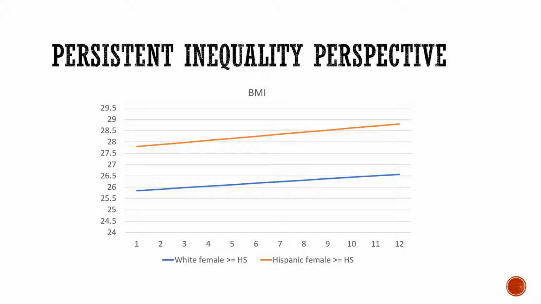Here again, all respondents are included. We see a parallel trend in the BMI gap between white females with at least a high school education and Hispanic females with at least a high school education. When we see a parallel trend or a parallel gap, we conclude that the persistent inequality perspective is supported.